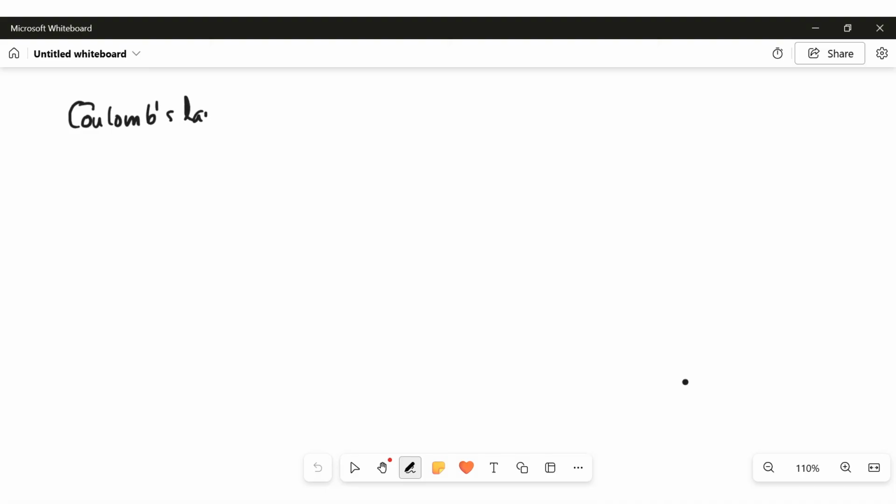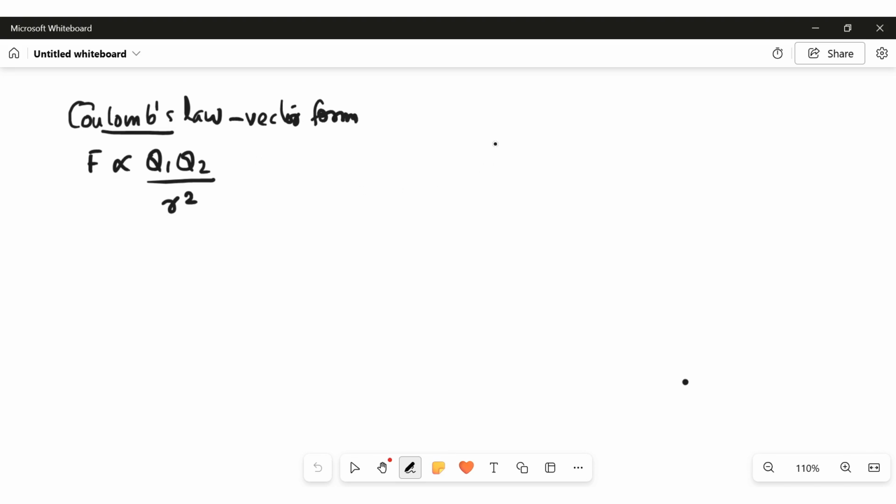In your plus two classes, you have already studied Coulomb's law: force is directly proportional to the product of the charges and inversely proportional to the square of the distance between them. Today we are going to see Coulomb's law in vector form. Okay, Coulomb's law in vector form.